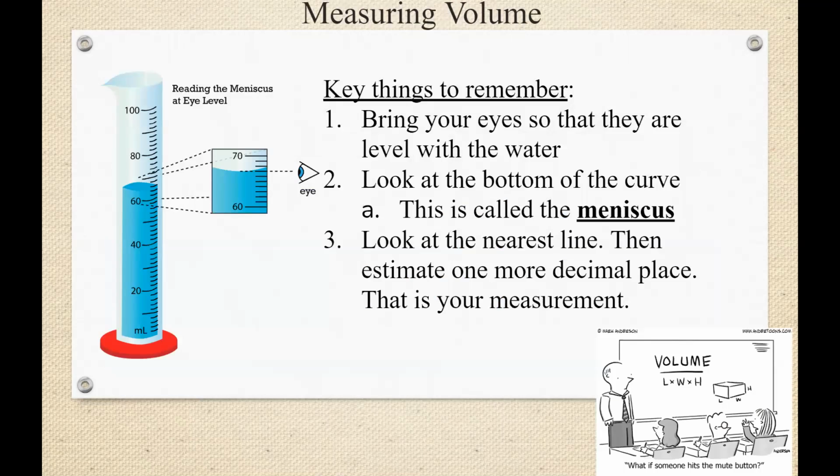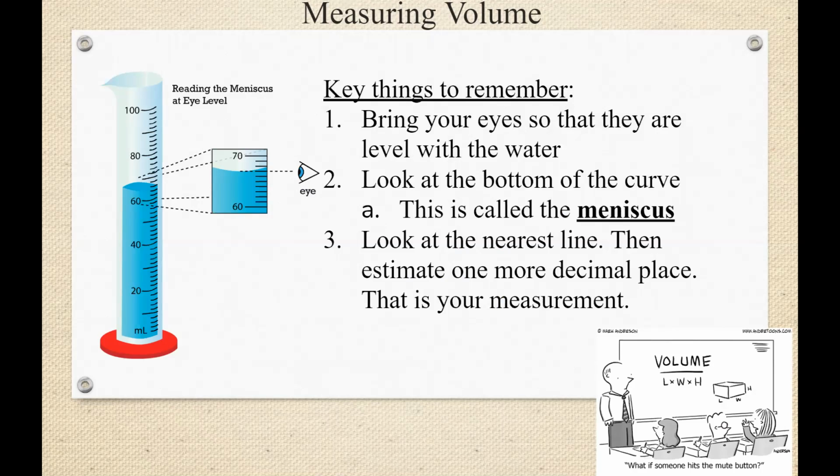So in order to measure volume, we need to be able to read what's called a meniscus. It's a strange word, but when we're reading things in the lab, we need to follow a specific process. Otherwise, we might end up with something that's not accurate.